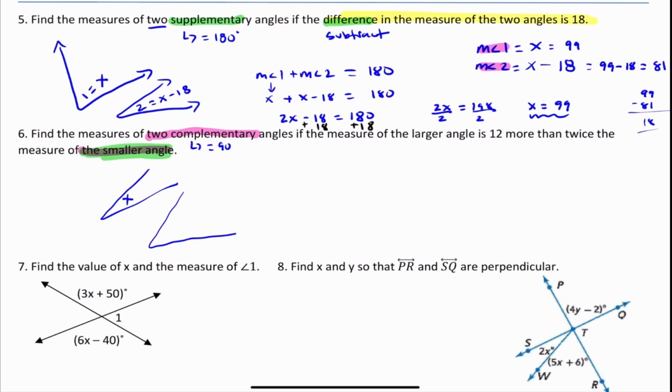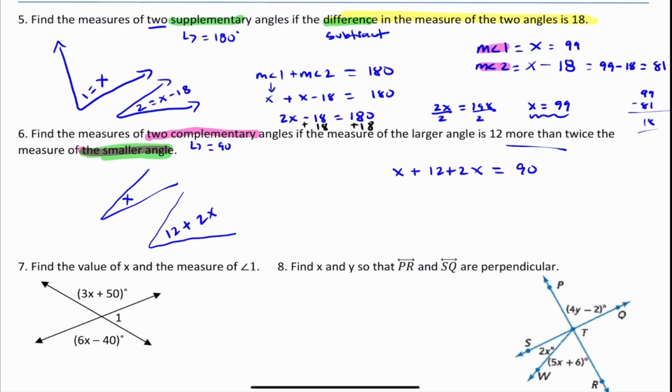All right? And the larger angle is 12 more than twice the measure of the smaller angle. So that means I'm going to represent that angle as 12 plus 2x. Okay? Just when you see the words more than, that means you're just adding. You're adding more. All right? So I have those two angles. So I have x plus 12 plus 2x, right? So I have that smaller angle plus the larger angle, and those two angles equal 90 degrees.